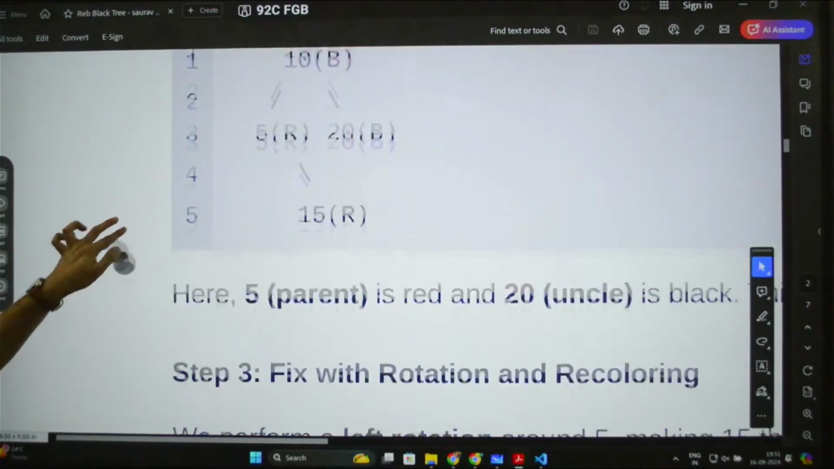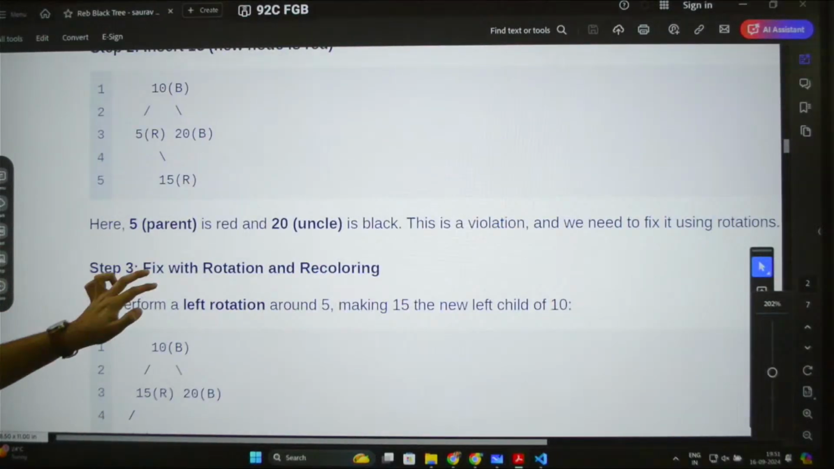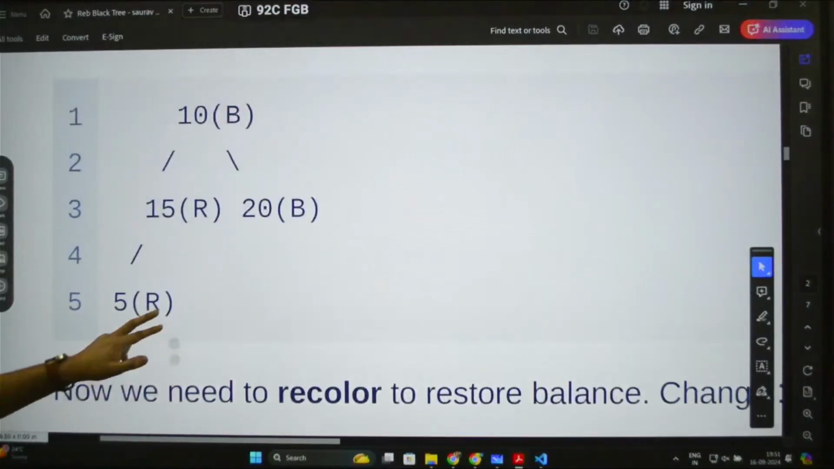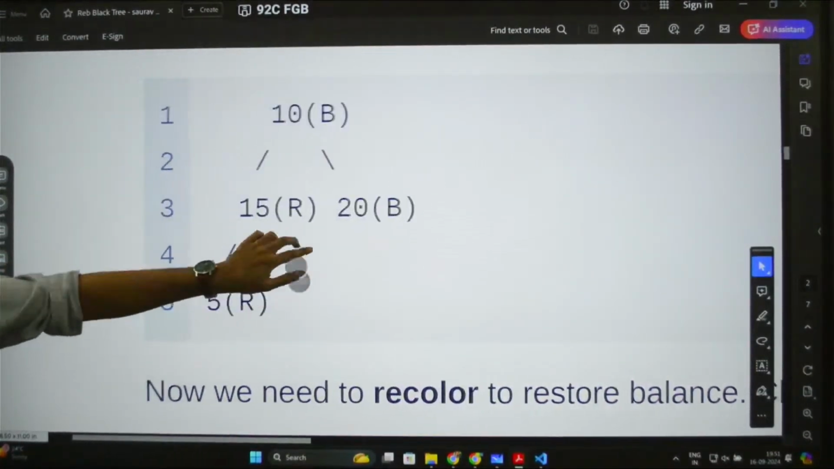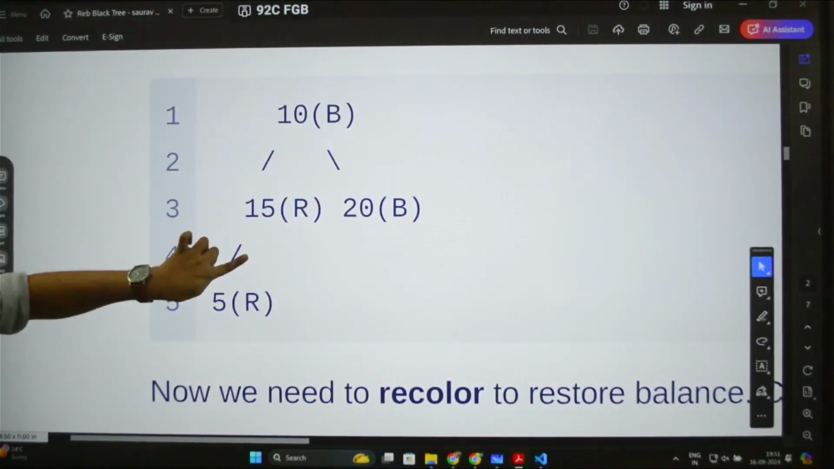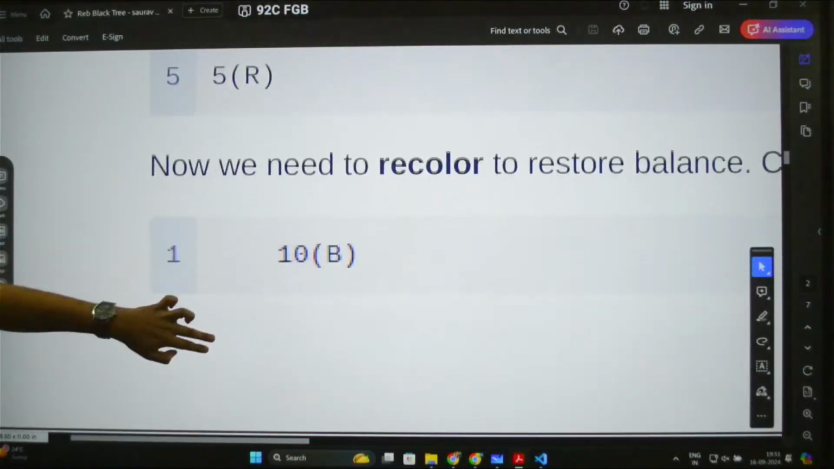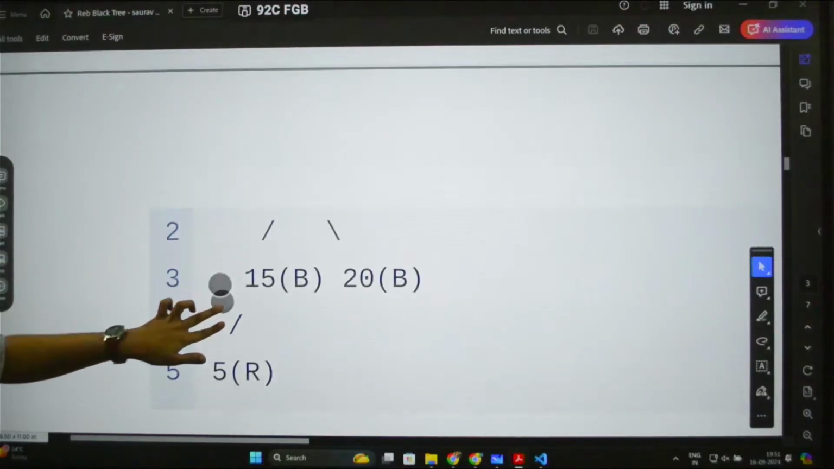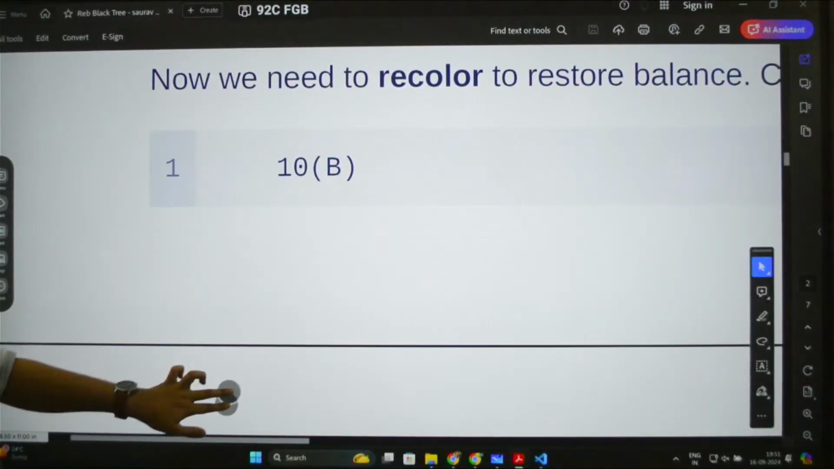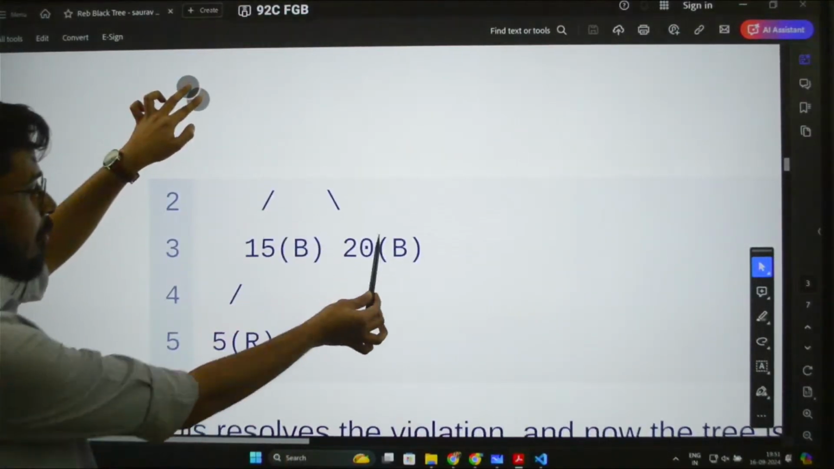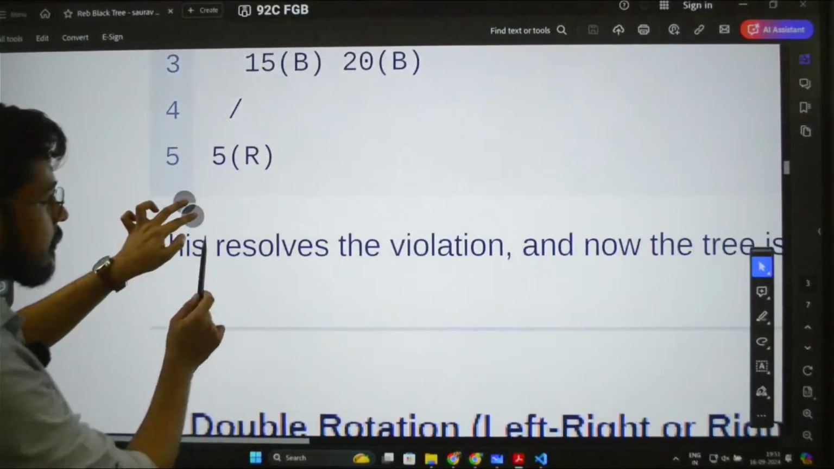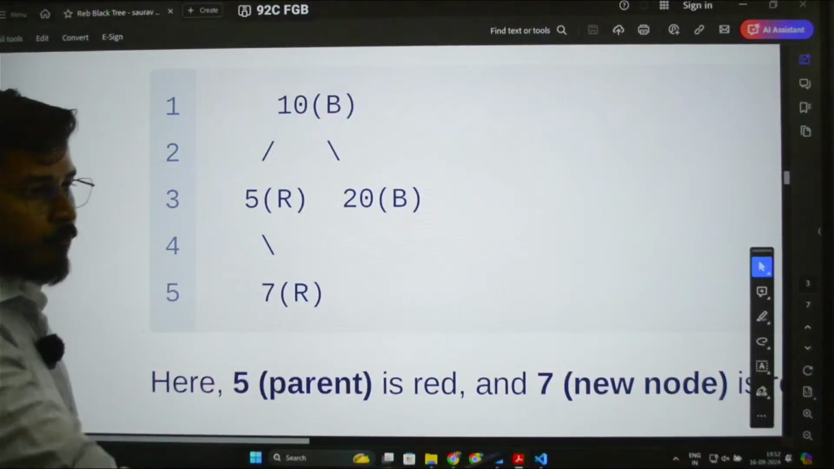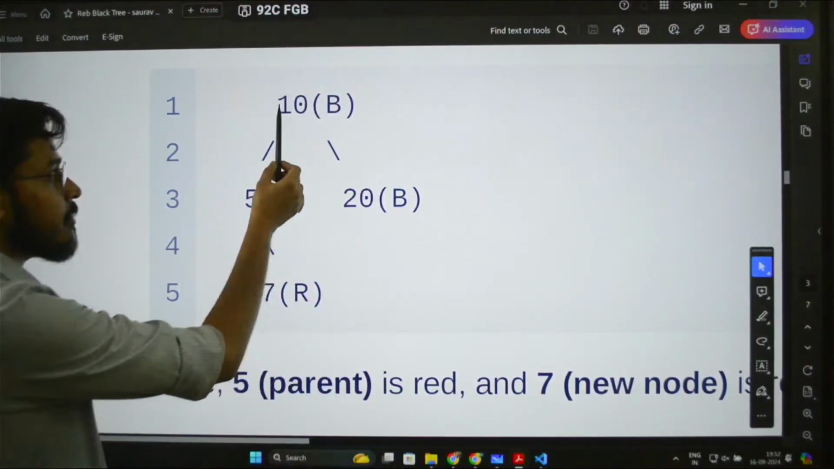So, in this case, how would we resolve it? What we will do is rotate it and fix it. So, this was the original case where black, black, black, red and red. This was the violation here. So, we can just recolor it or we can just rotate it. In this case, this is black, this is black, we have recolored both, and then this has become red.